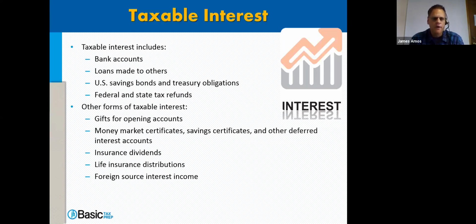And then interest from foreign source income. It doesn't matter if it comes from a foreign source, it's still taxable. So keep in mind, all of these things we're talking about are interest earned on them.